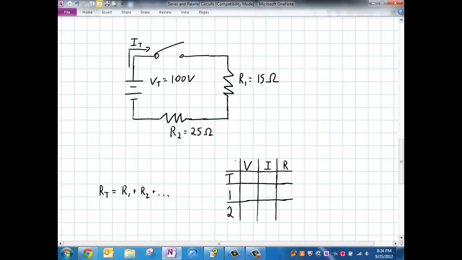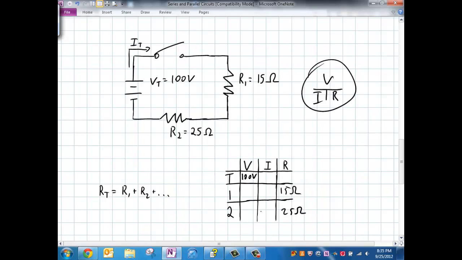I'm going to put in what I know so far. Right now I know I have 100 volts total. I have 15 ohms here and 25 ohms here. To find the rest of this, I need to use Ohm's law. But with Ohm's law, I need to have at least 2 of the 3 components to solve for it.